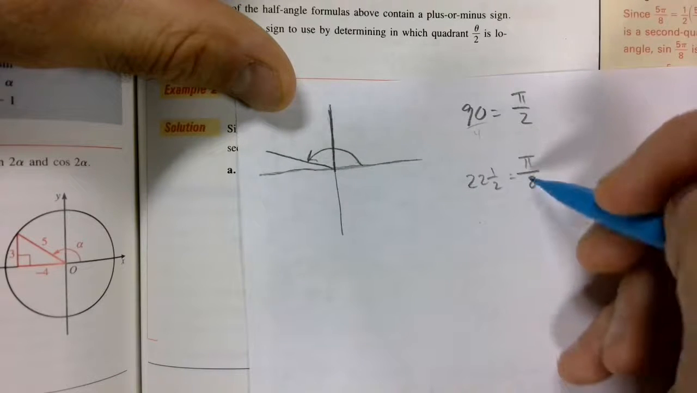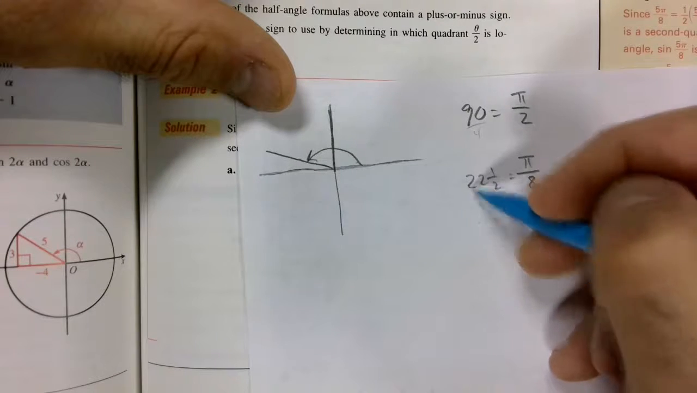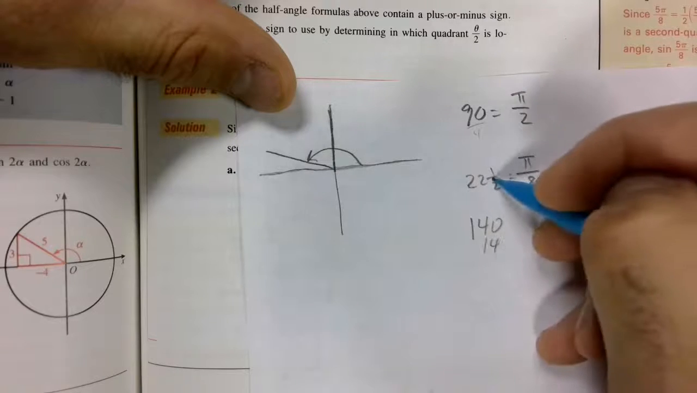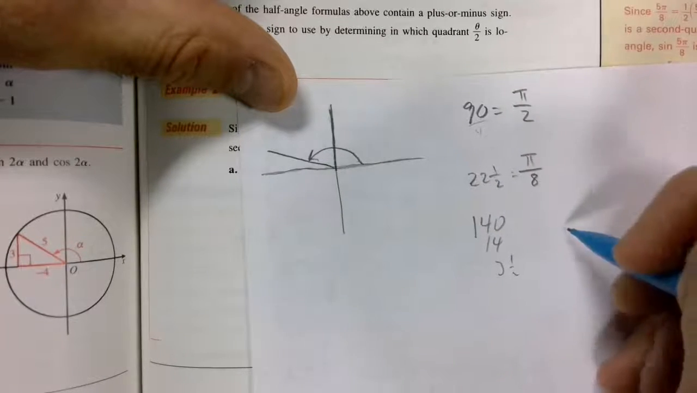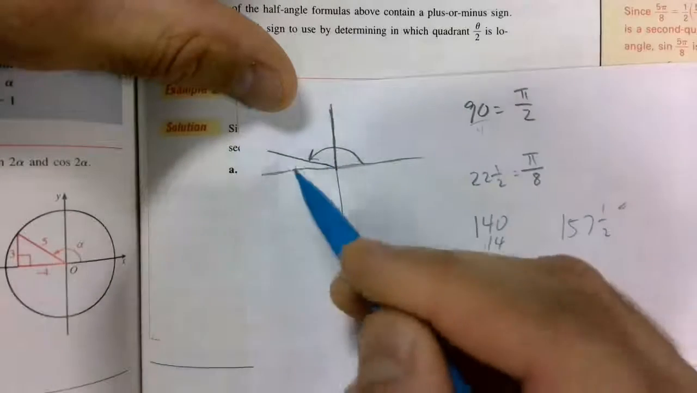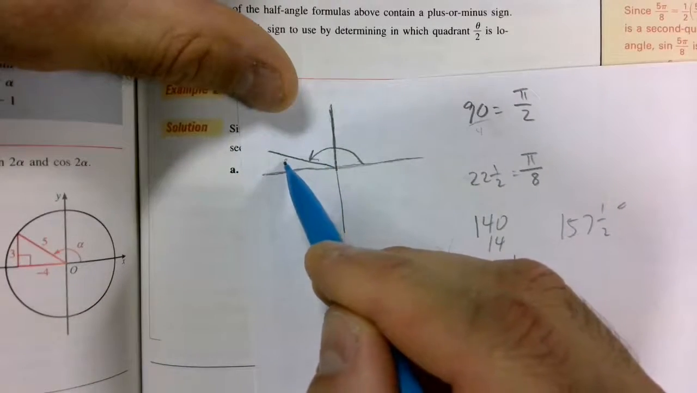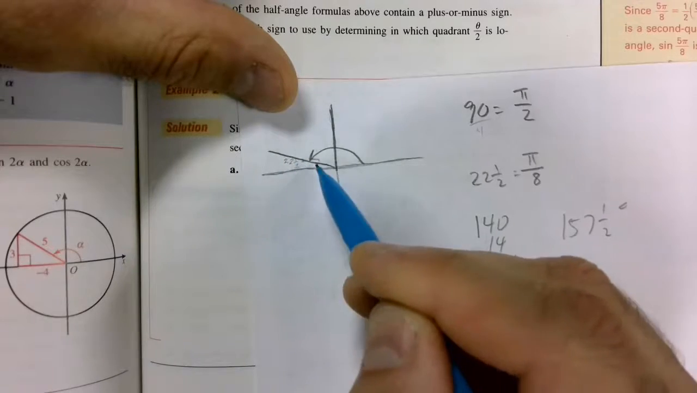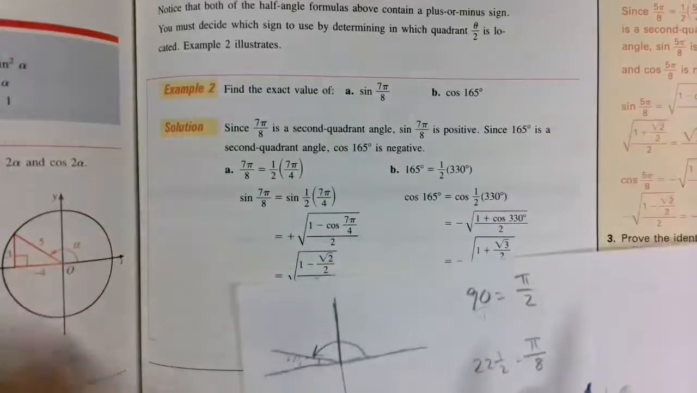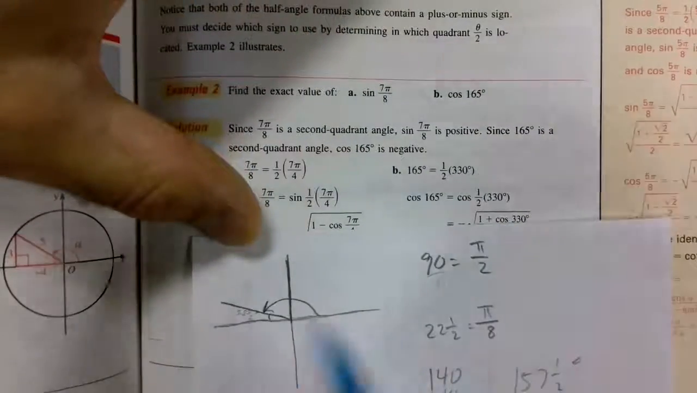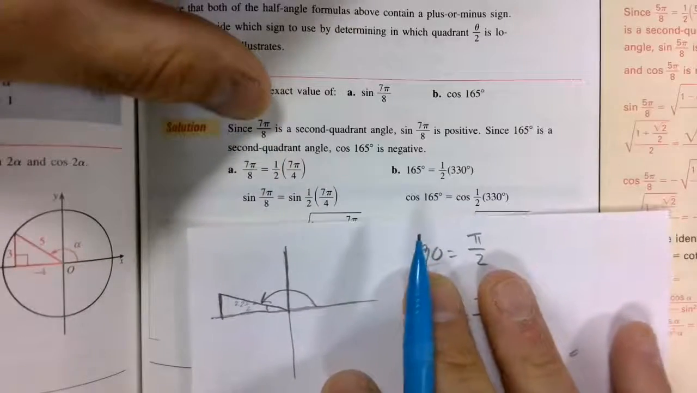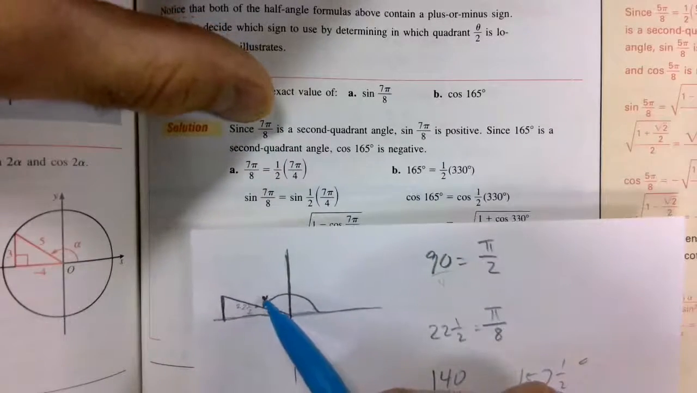Right? So 7 of those is 140 plus 14 plus 3.5. So that's 157.5 degrees right there, which makes this guy 22.5 degrees. Okay, so 7 pi over 8. So 7 pi over 8 is a second quadrant angle, so this sine is positive. And 165 is in the second quadrant, so the cosine's negative.